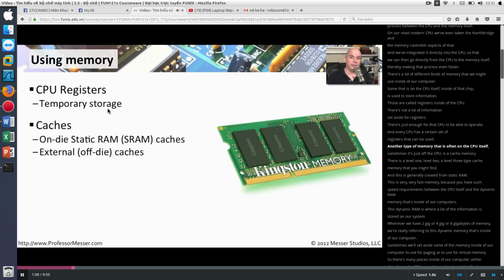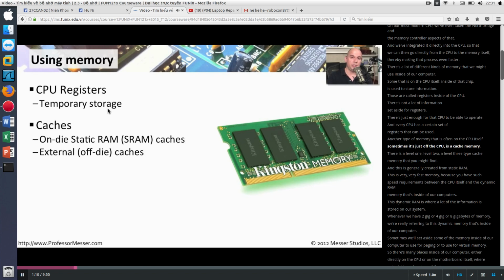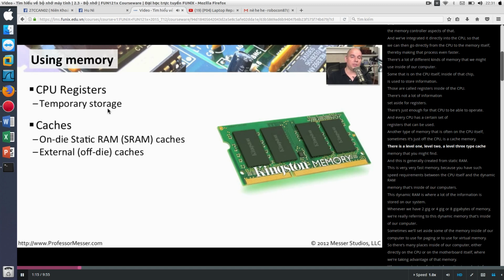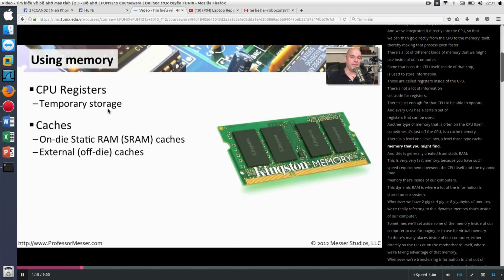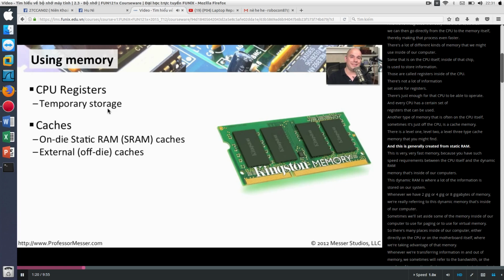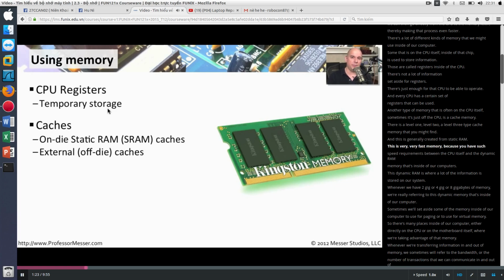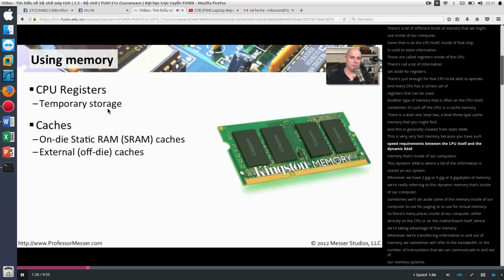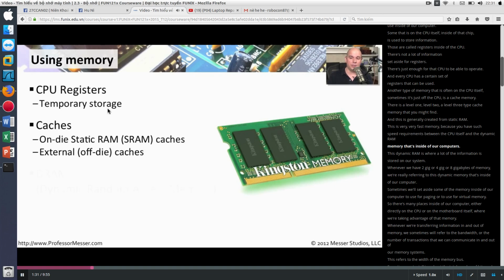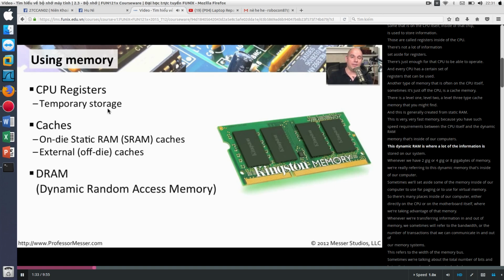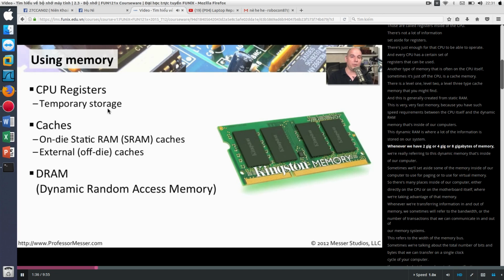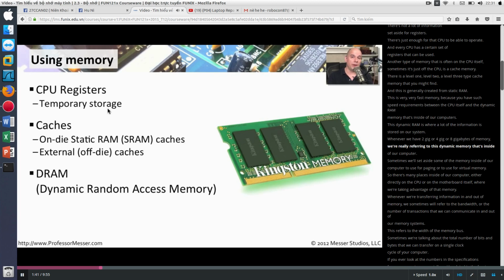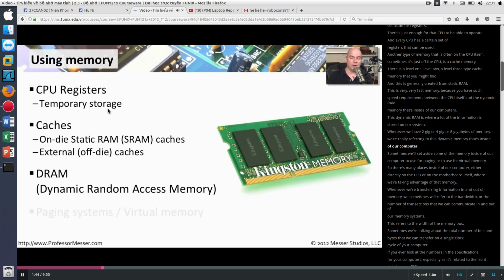Another type of memory that is often on the CPU itself, sometimes just off the CPU, is cache memory. There is a level 1, a level 2, a level 3 type cache memory that you might find, and this is generally created from static RAM. This is very, very fast memory because you have such speed requirements between the CPU itself and the dynamic RAM memory that's inside of our computers. This dynamic RAM is where a lot of the information is stored on our system. Whenever we have 2 gig or 4 gig or 8 gigabytes of memory, we're really referring to this dynamic memory that's inside of our computer.